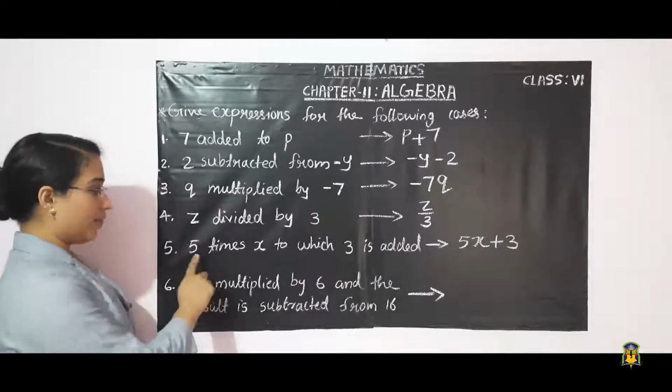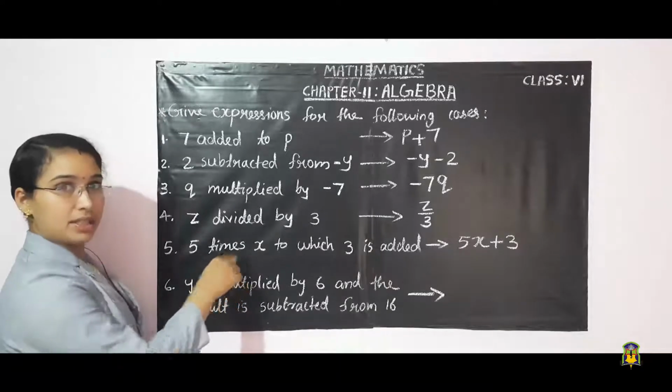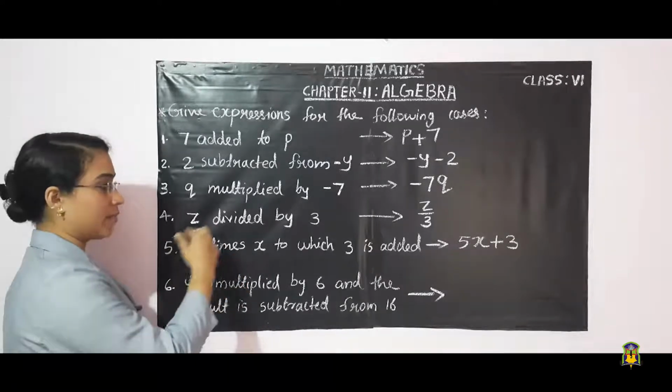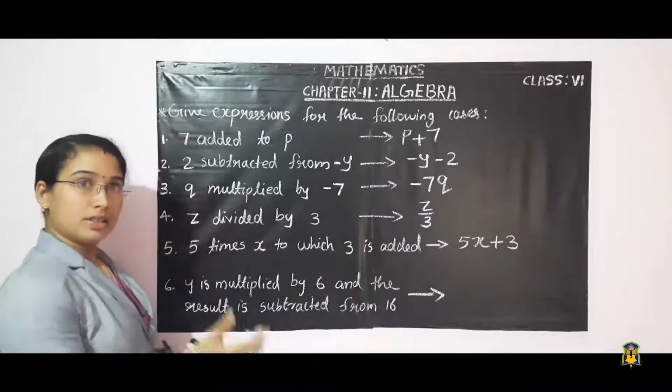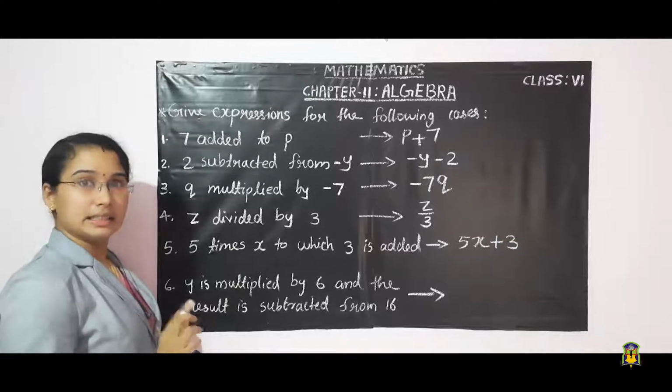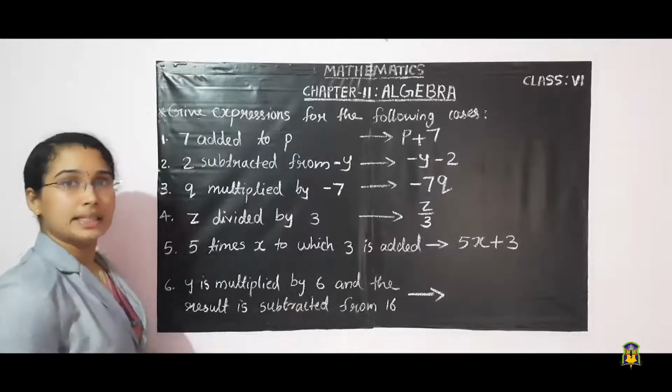Okay. 5 times. Here you can see the word times. Times means multiplication. 5 times x means 5x. Then 3 is added. With that product we added 3. So 5x plus 3. Okay.